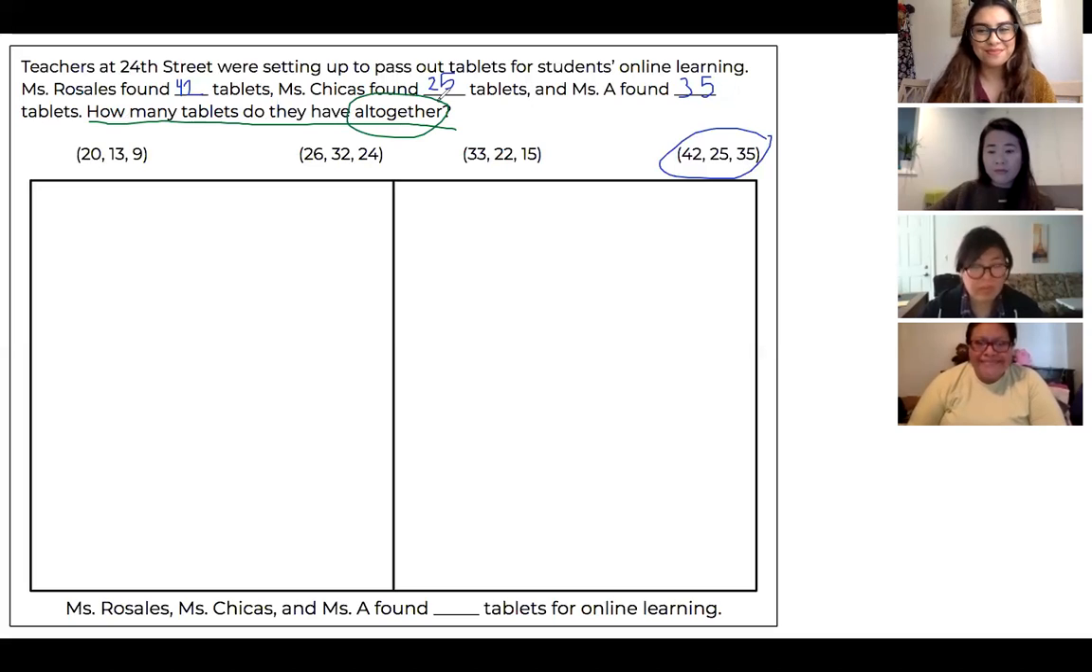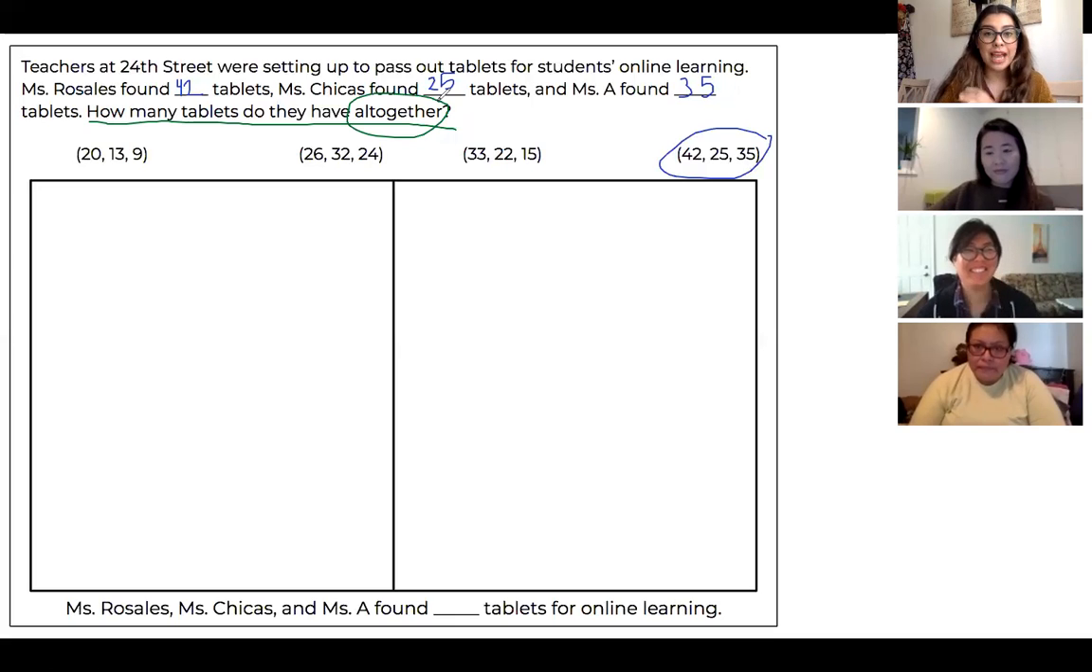Miss Kim? How many tablets I guess they have all together? So Miss Rosales found 42 tablets, and then we're adding up and finding how many more tablets the other teachers found. So you said all together and adding, so I must connect the adding. Whenever you see all together, do you think of adding? Yes, because it's not saying that it's finding out more. Like each teacher found more tablets. So in this problem, we're going to be adding the three numbers that we see here.